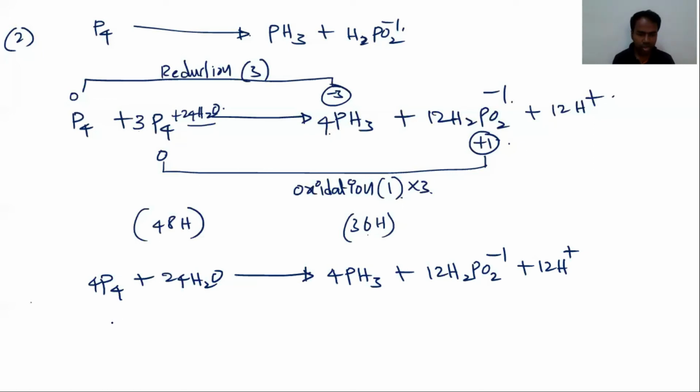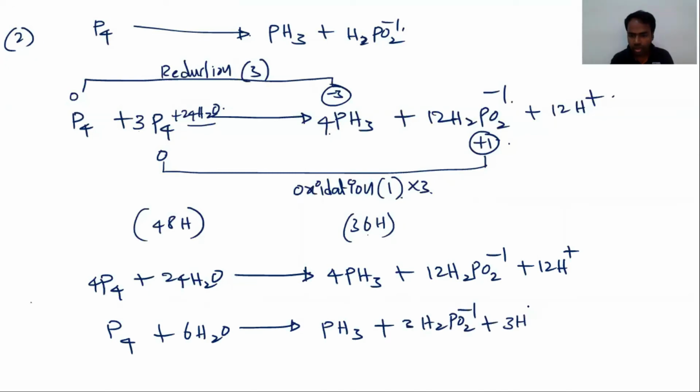So 4 is common here. Divide the entire equation by 4, and it becomes P4 plus 6 H2O. It forms PH3 plus 3 H2PO2⁻ plus 1 H+. Now check whether the charge is equal on both sides. The charge is 0 here, and here also 0 charge.